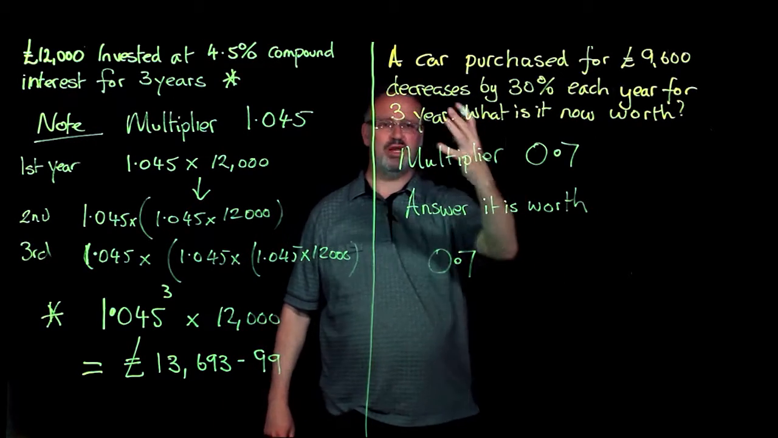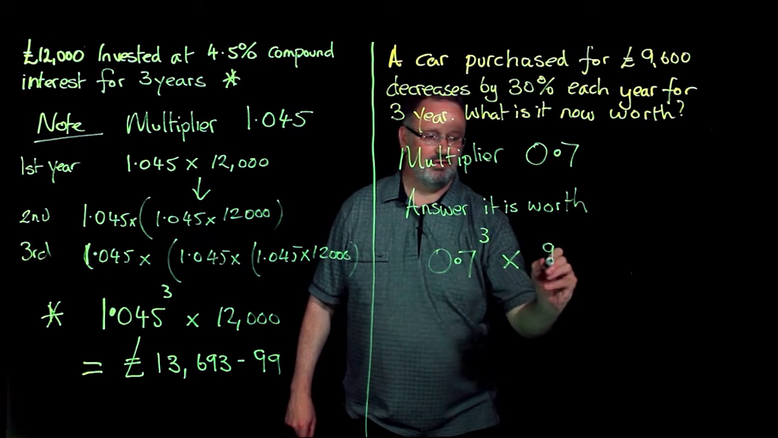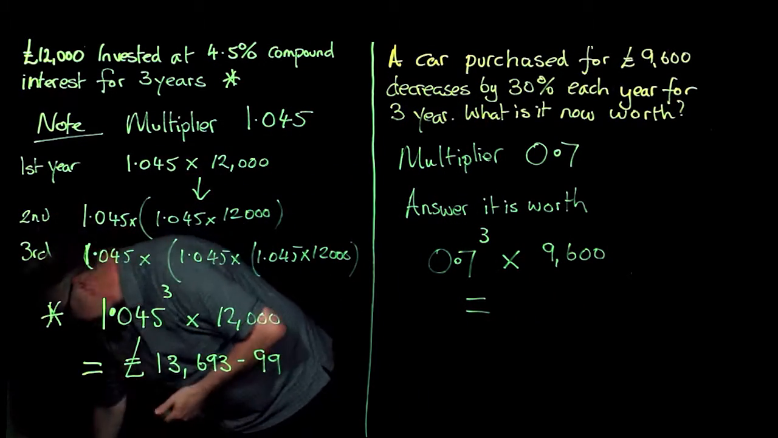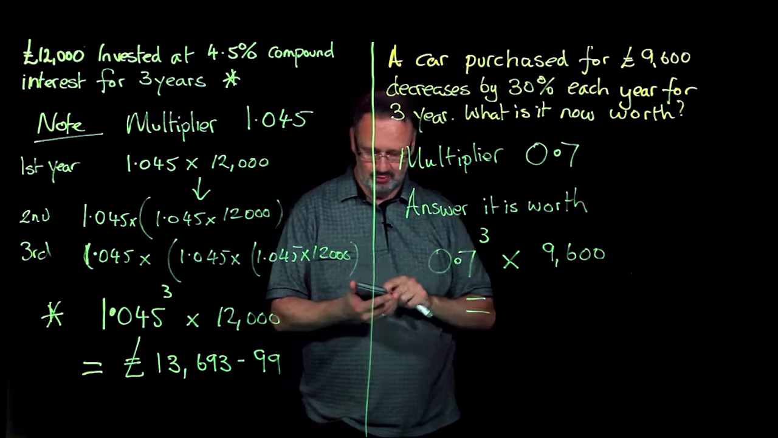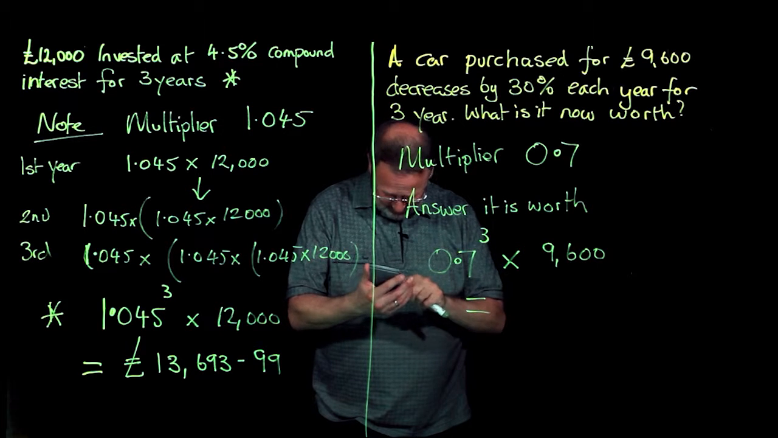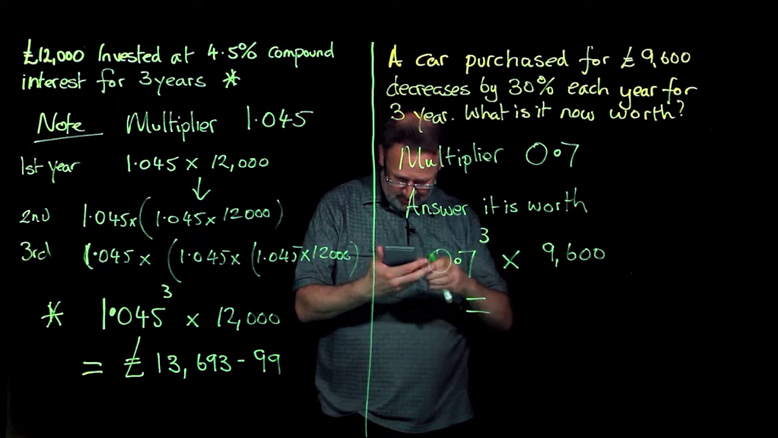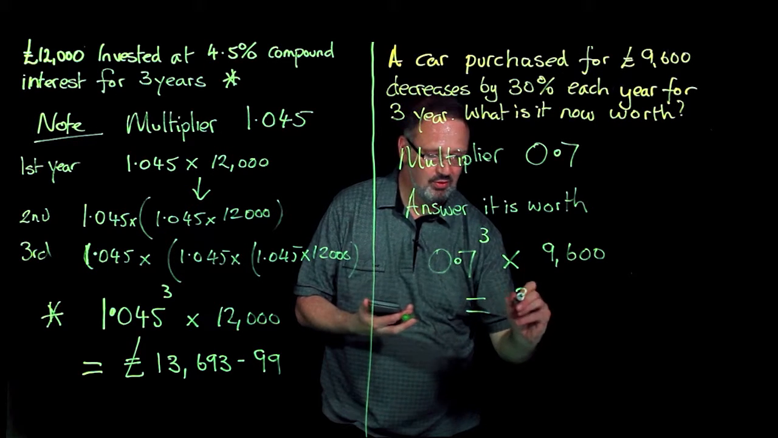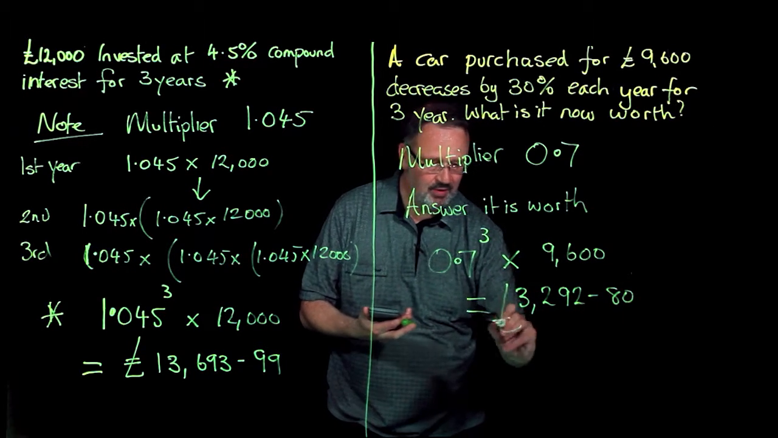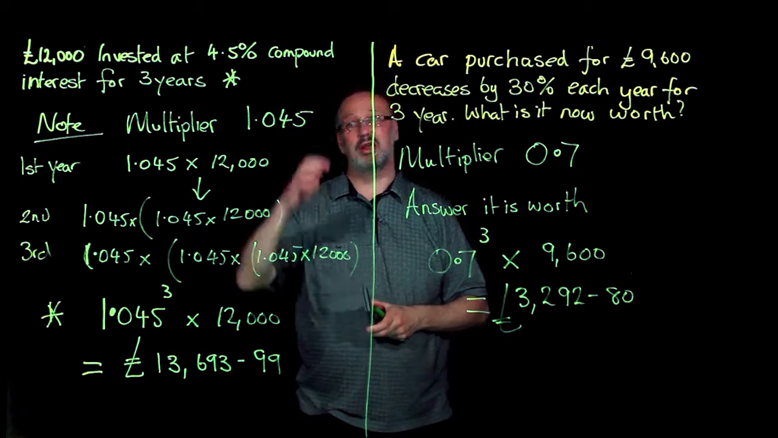Just read the question again. 3 years, 0.7 to the power 3, times 9,600 and equals. Go to my calculator. 0.7 to the power of 3 times 9600 equals, and this time I get the answer £3,292.80. And can you see it's gone down by roughly 2/3 of its value.